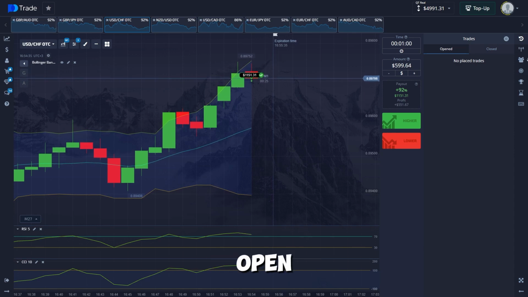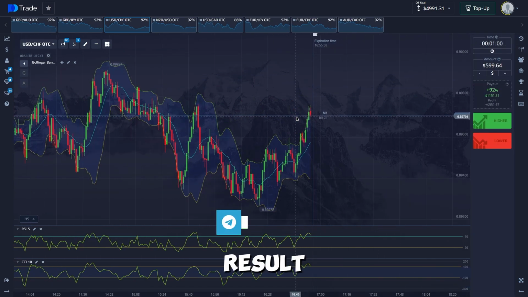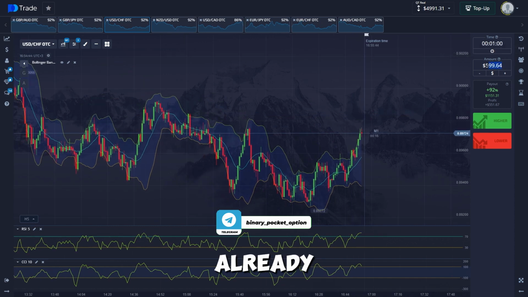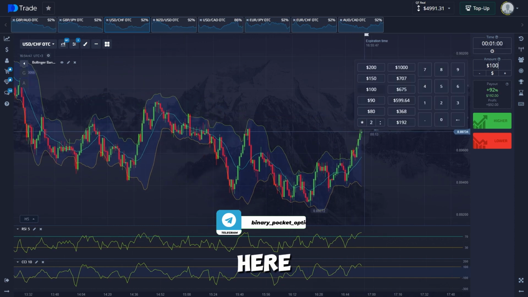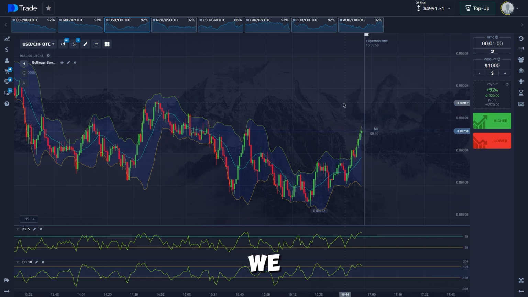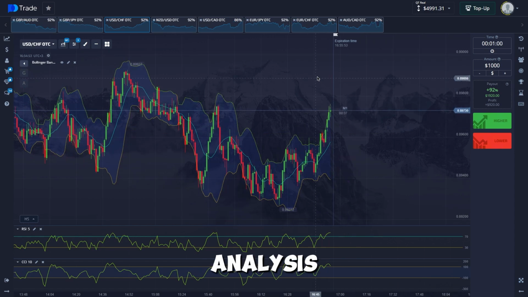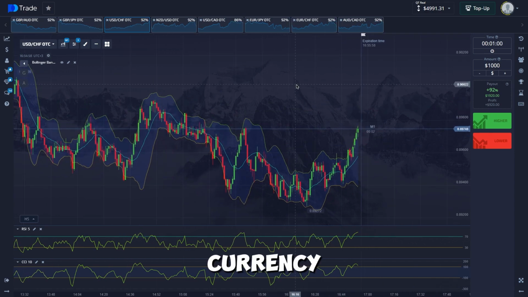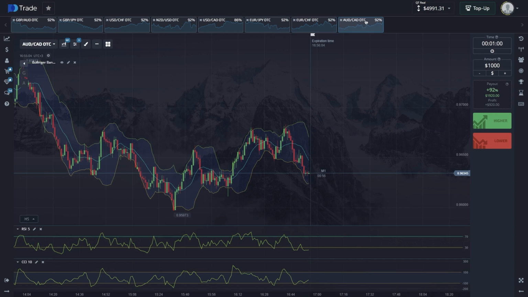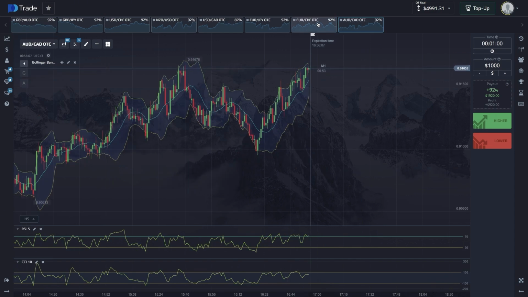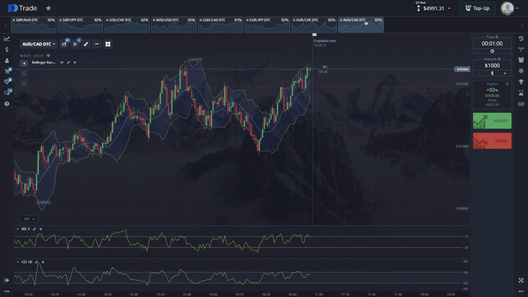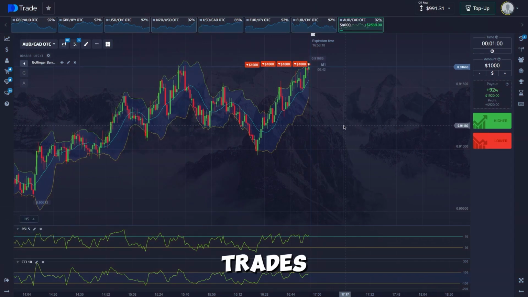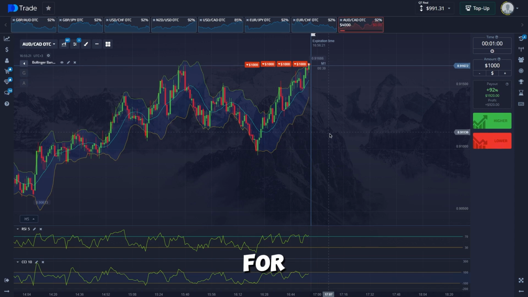Let's probably open deals to consolidate the result. 4 deals for $1,000. I think we are already completely satisfied with the result here, so we should not rush anywhere. We will conduct a thorough analysis and open the final deal. Let's start and select the next currency. And here we will open our final trades. We will open them again for a decline.